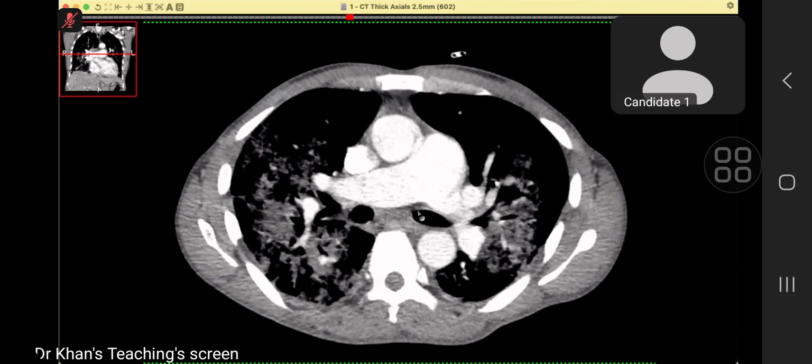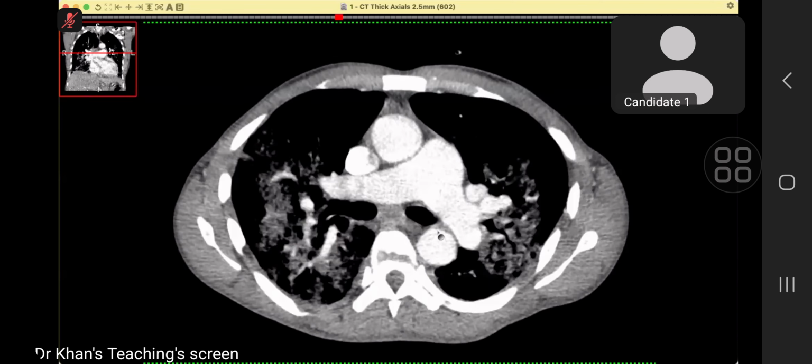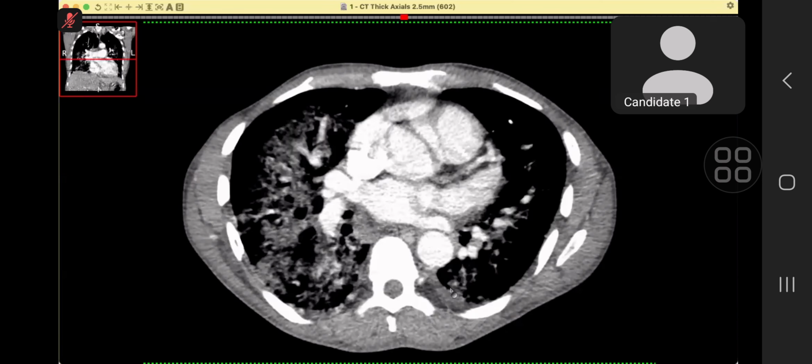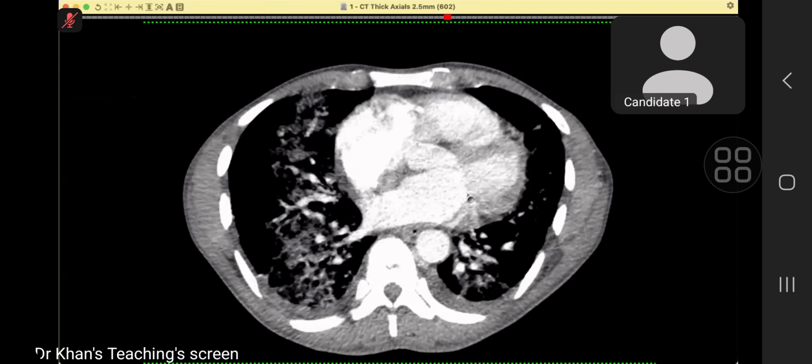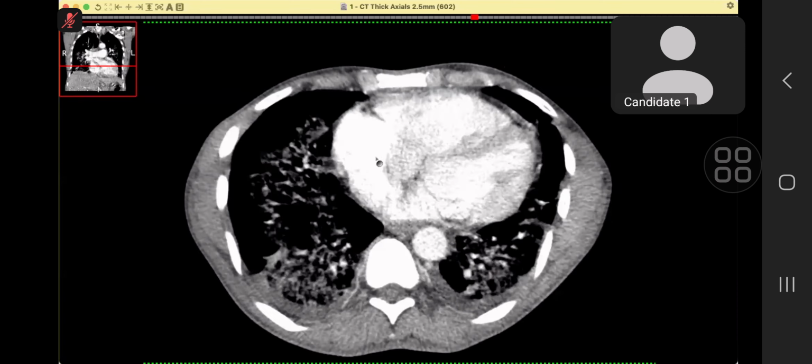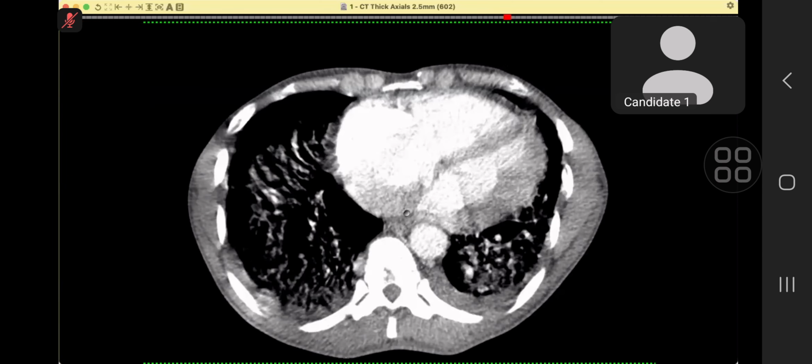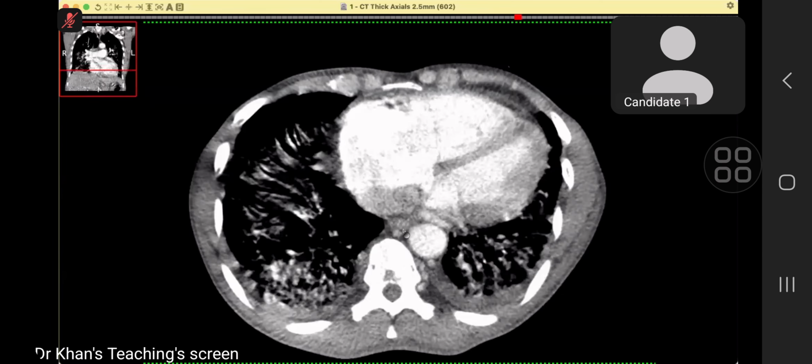I could say there is pleural effusion, bilateral pleural effusions, and the heart chambers are markedly enlarged. The right atrium, especially the right atrium, is markedly enlarged.